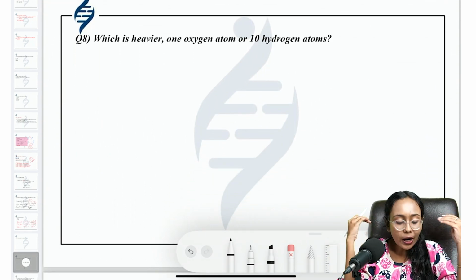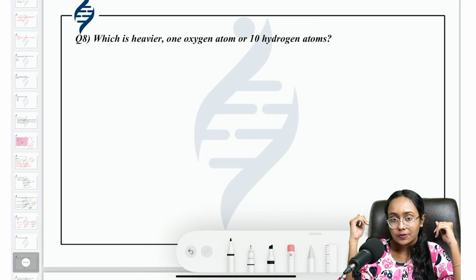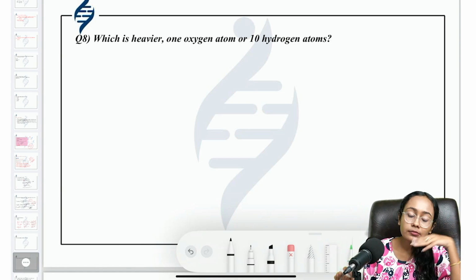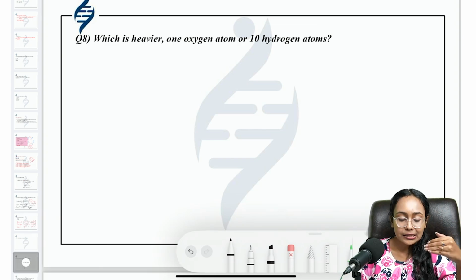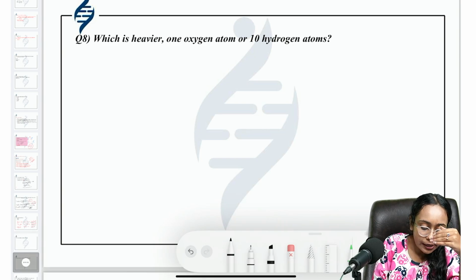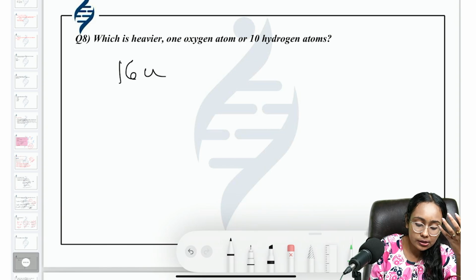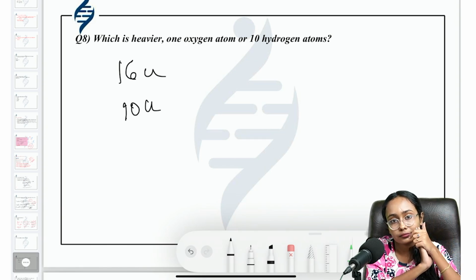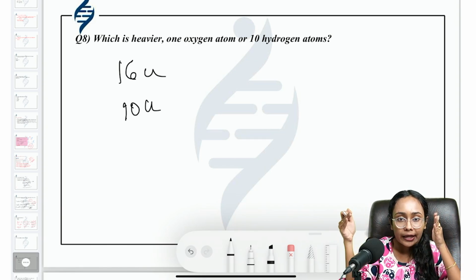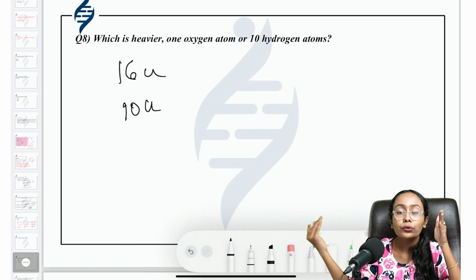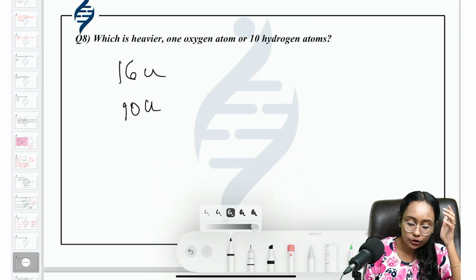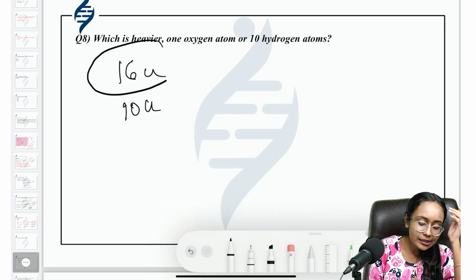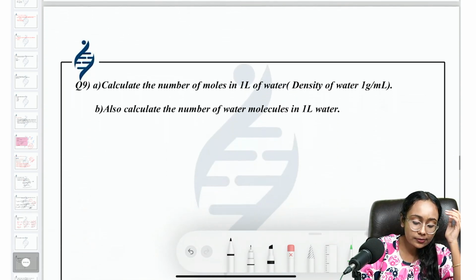Which is heavier, 1 oxygen atom or 10 hydrogen atoms? As it is asked about 1 atom, we can surely write it as 1 oxygen atom, the mass is 16U. 10 hydrogen atoms, the mass is 10U. The mass of 1 hydrogen atom into 10, that is 1U into 10, 10U. So just look at it, 16U or 10U is heavier. Obviously 16U, that is for the oxygen atom.